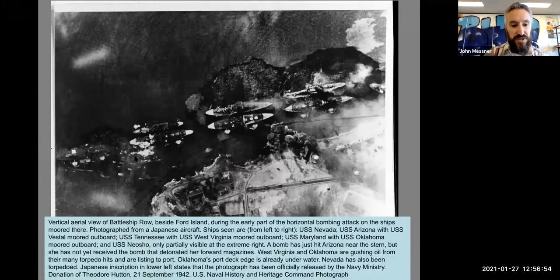Pretty incredible. And then here's an aerial view from the Japanese planes after the attack has happened, which I think is really cool. It says photograph from a Japanese aircraft. So you're seeing the ships, they're all listed there, and they're actually gushing oil out into the ocean because they've been destroyed. Right here, this is the Arizona. You're seeing it right as there's a bomb. It wasn't hit by a torpedo.